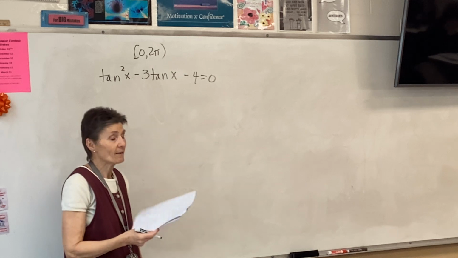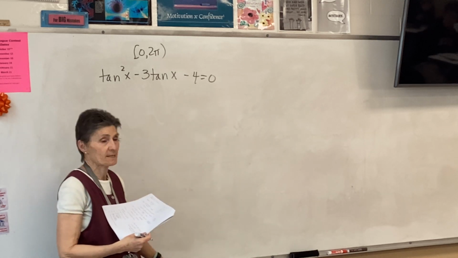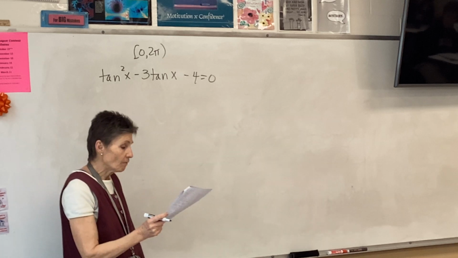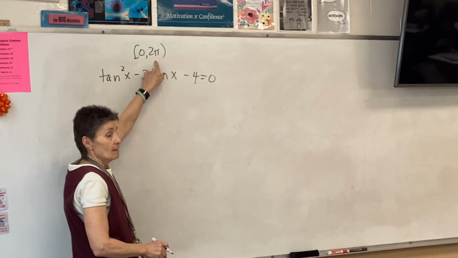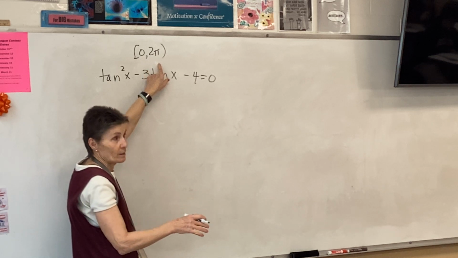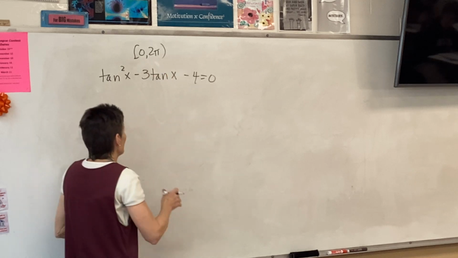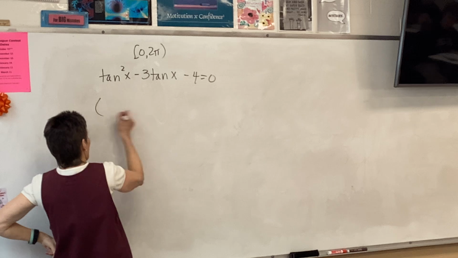Again, you have to do this on a separate sheet anyway, so if you can't find your paper, just write this down. We're going to solve this equation. What does this tell me? I'm in radians. So when I answer, it's going to be like pi over 3 or something like that. All right, so here we go. What am I going to do to solve this problem? I'm going to factor it.